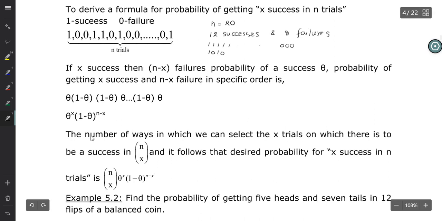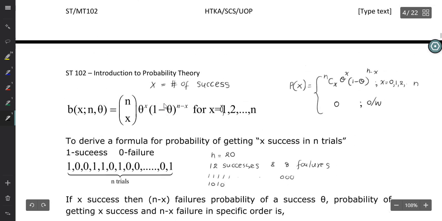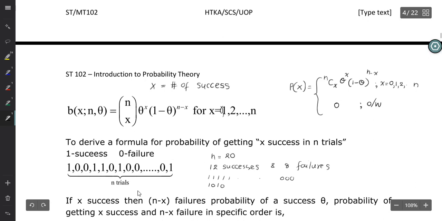And then for the number of successes, theta is raised to the power 12, and for the number of failures, 1 minus theta is raised to the power 20 minus 12, which is 8. So that is the second part of the PMF.